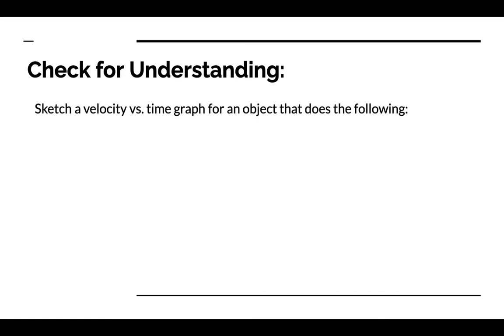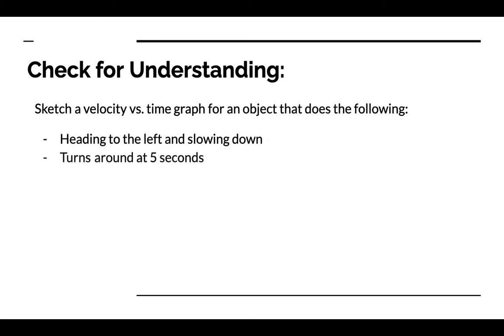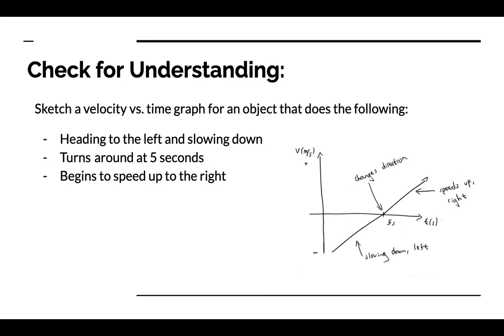So we have a check for understanding. We're going to sketch a velocity versus time graph for an object that does the following: heading to the left and slowing down, turns around at 5 seconds, and begins to speed up to the right. You can pause the video at this time and do this on your own, or we can walk through this together. So here's what our graph is going to look like, okay?